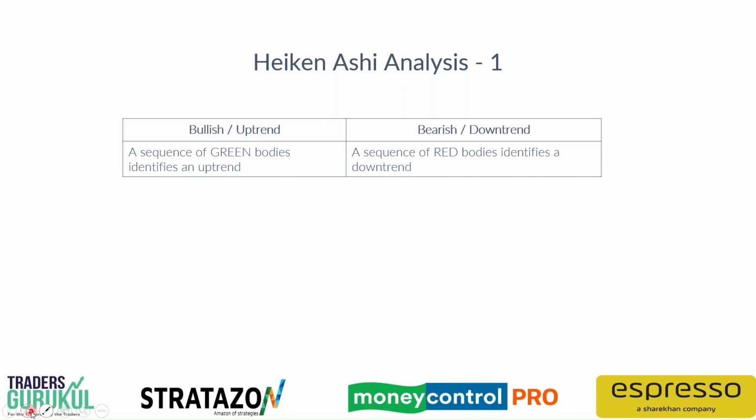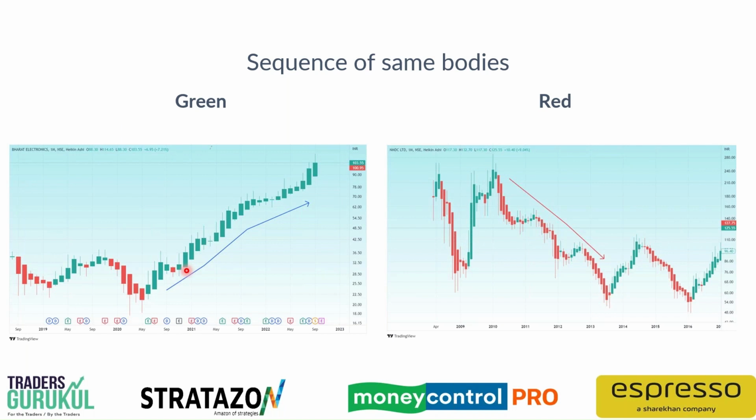First one, a sequence of green bodies identifies an uptrend, and a sequence of red bodies identifies a downtrend. So here you are. Look at this. Green body, no lower wick, upper wick. Green body, no lower wick, upper wick. No lower wick, a lower wick, but the body is still green. There is a lower wick, so our trail is now on this line, goes a doji. My trail is going up to the doji. No issues.